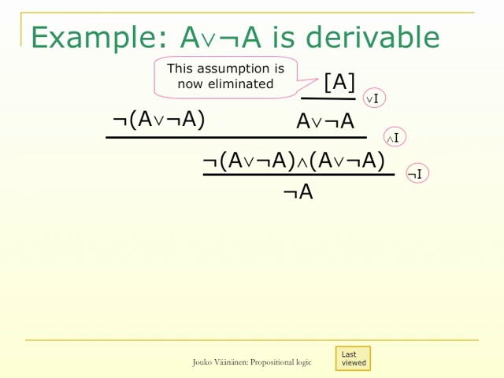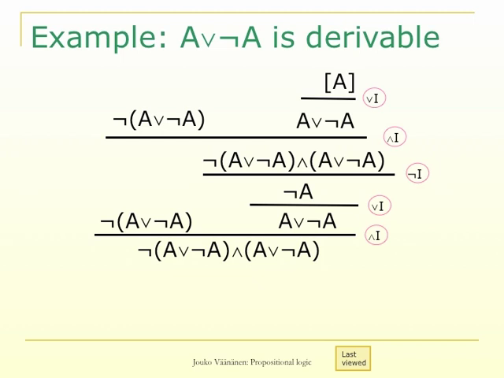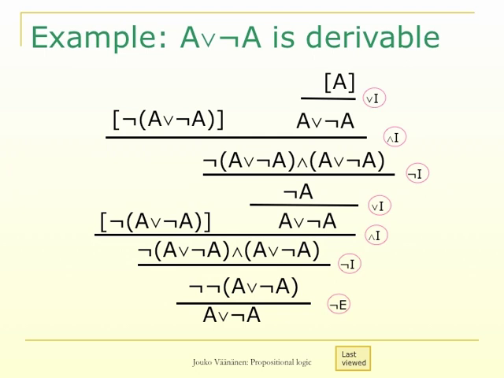But from negation A we can derive A or not A. Again a contradiction with our first and the only remaining temporary assumption. So we can again use the negation introduction rule to derive the negation of our only remaining temporary assumption. And the temporary assumption is now eliminated. So we get A or not A, and there are no remaining temporary assumptions, so we are done.